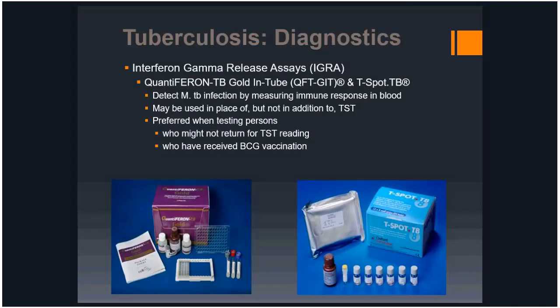Other types of diagnostics that you may see used more commonly now are the IGRA tests, which include the QuantiFERON-TB Gold or the T-SPOT test. Both of these detect infection by measuring an immune response in the blood. It may be used in place of, but not in addition to, the tuberculin skin test. You don't need both; you typically do one or the other. You want to use IGRA testing for persons who may not return for tuberculin skin test reading, or persons who previously received the BCG vaccination.